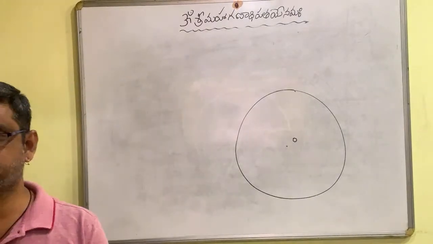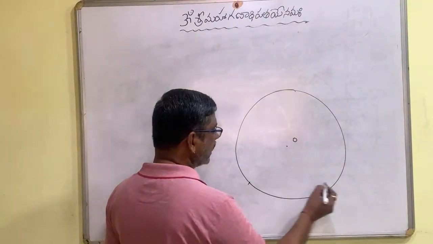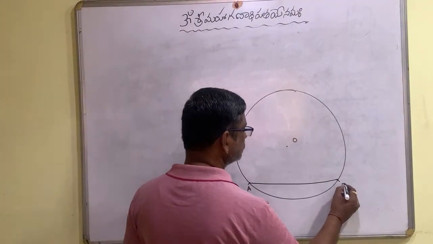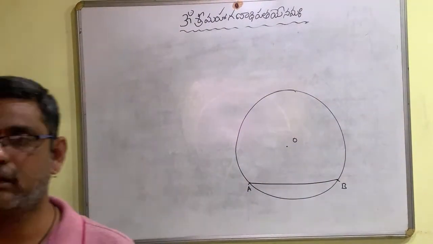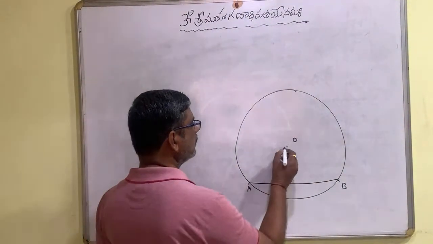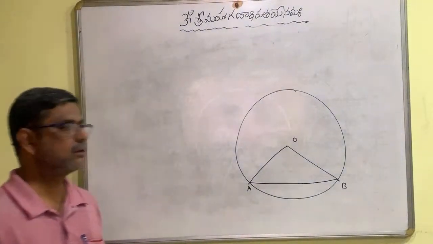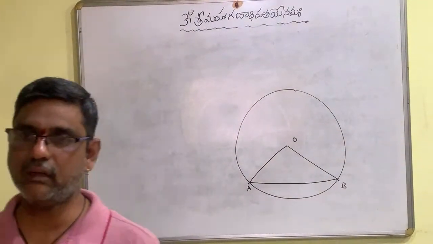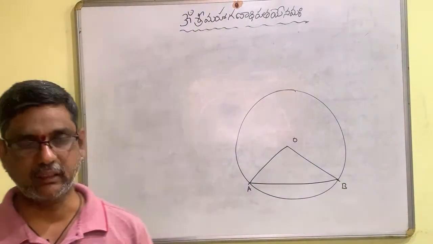There is a circle with center O, and there is a chord AB. AB is the chord of the circle with center O. Now, if I join the endpoints of the chord with the center of the circle, we can observe an angle at the center.